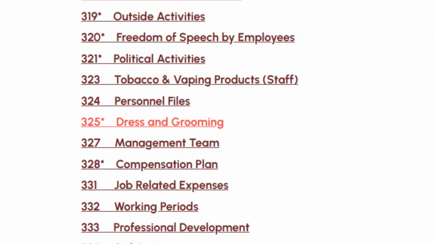Now we'd like to review Policy 325, Dress and Grooming. It is important at Governor Mifflin School District that we demonstrate our professionalism through our dress and grooming. Depending on the role that you play within the district, what's expected of your dress may vary. We always want to be conscious of safety first. Therefore, you will see our operations, technology, and some other support staff positions wearing specific uniforms or gear. This is required in order to keep everyone safe.